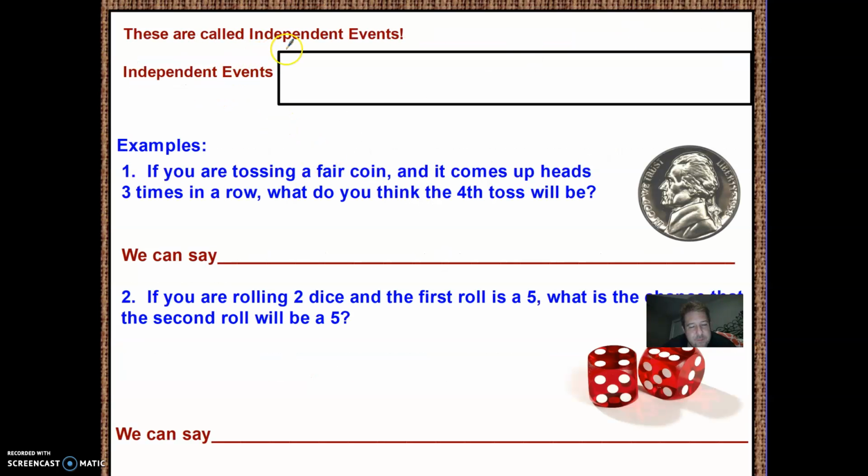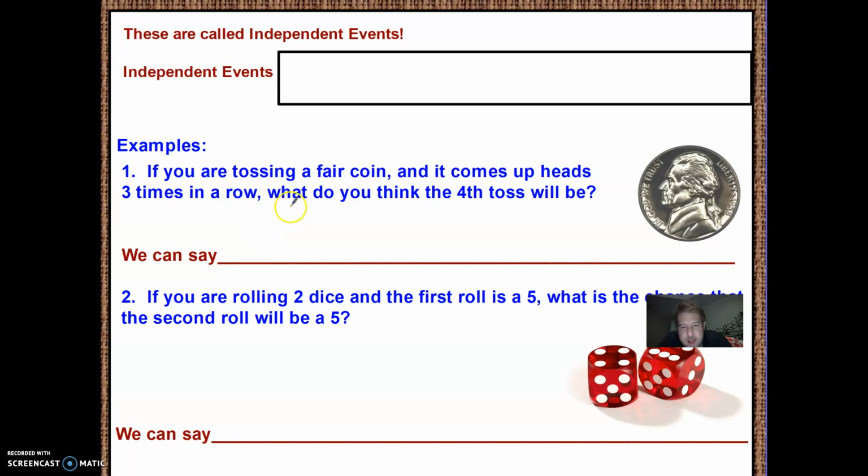All right, so independent events are two events where the outcome of one event does not affect the other. So like if you flip a coin and you roll a die, the coin is not going to change the outcome of the die. They do not affect each other. If you're tossing a fair coin and it comes up heads 3 times in a row, what do you think the fourth toss will be? Well, it's going to be a 50-50 chance that it's going to be heads again.